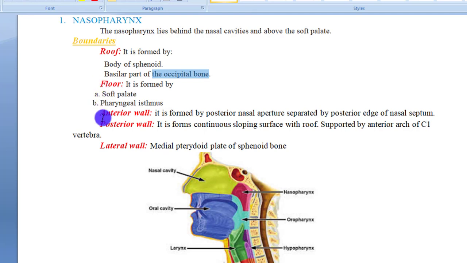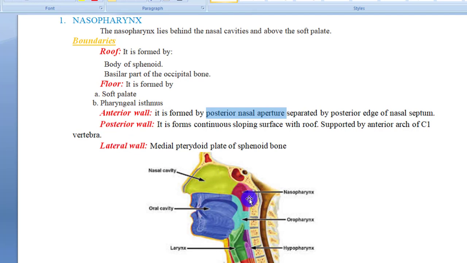Then the anterior wall of the nasopharynx is formed by the posterior nasal aperture separated by the edge of the nasal septum. Here you can see this is the nasal septum, and here is the posterior edge of the nasal septum. So it forms the anterior wall. This is the anterior wall, this is the roof and here is the floor.